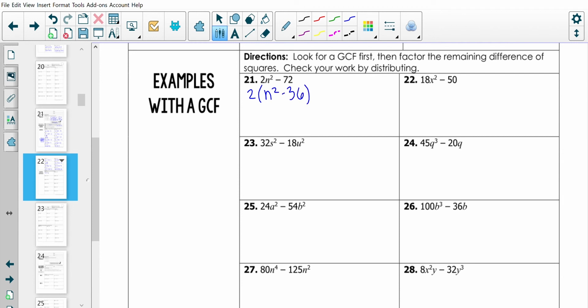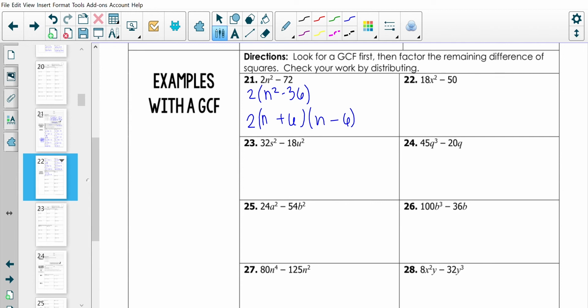Now I need to look at what's left in my parentheses. Can I do difference of squares with this? In this case, yes. Make sure you bring that 2 down. Even though we're not using it anymore, it's part of your answer. So you have n plus 6, n minus 6. Okay?